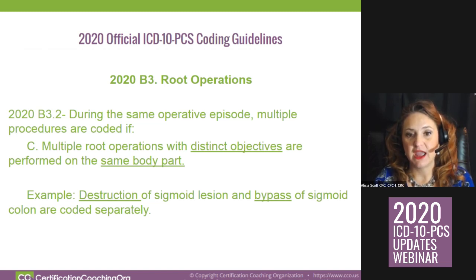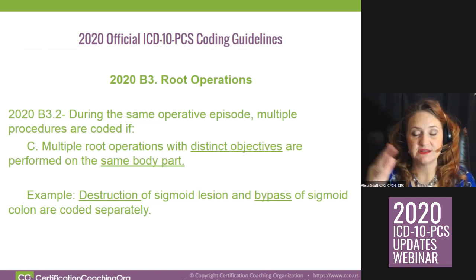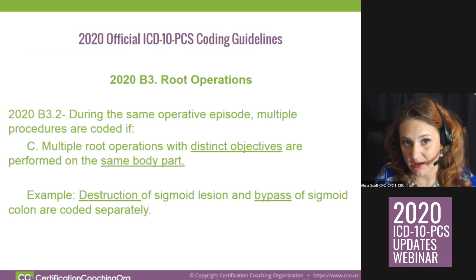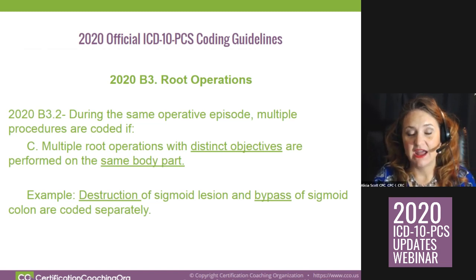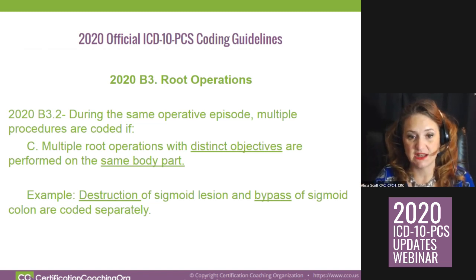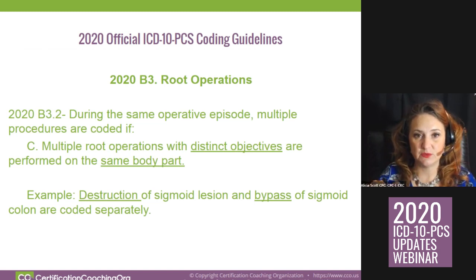Whenever you have an op and you're going to be doing more than one procedure, we just use a different code. That's pretty self-explanatory. However, what happens if we have more than one root operation, more than one outcome that we want to achieve, and we're working on the same body part? With PCS, it's not like CPT where we say this one will get listed first because it's a more complicated procedure. No, PCS doesn't work like that. It's all about the outcome.